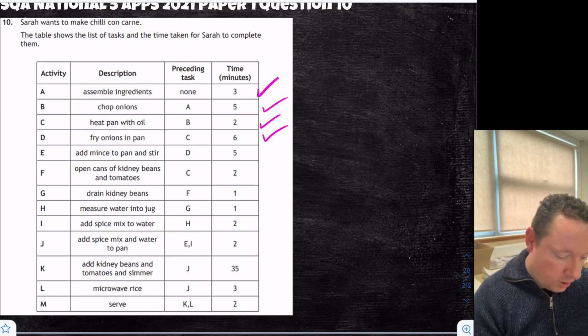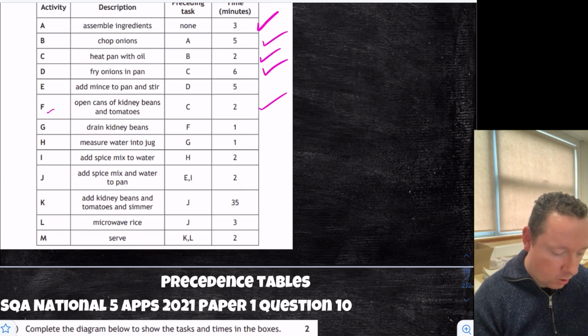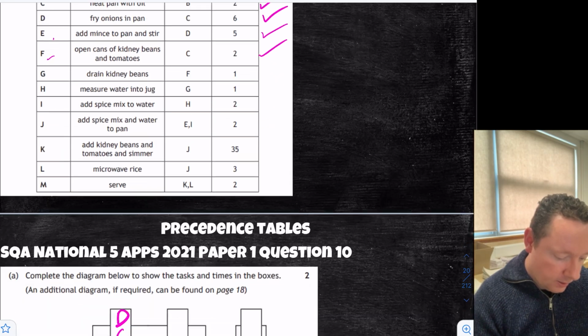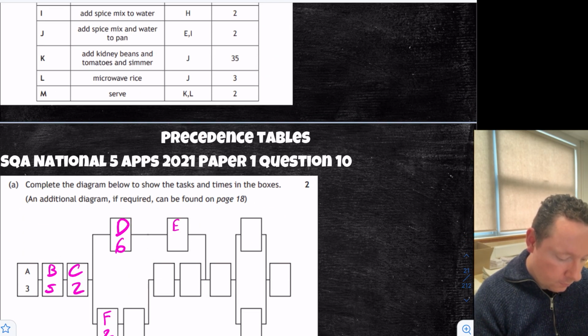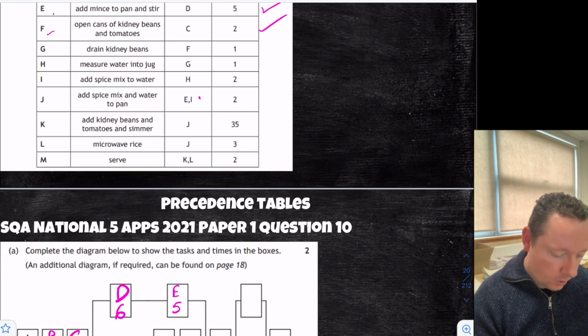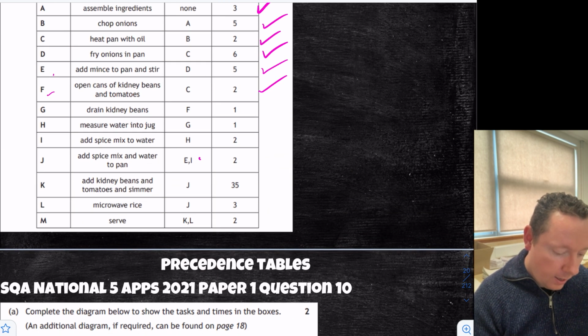And what else comes after C? F. Open the can of kidney beans, and that takes 2 minutes. So after C is F, and that's 2 minutes. And then try and complete a branch. So I'll just do the top one now, D. What comes after D? That's E, and that takes 5 minutes. And after E is J. It's also after I, but you can see it jumps down to the branch, J. So this one will be J, and that is 2 minutes.